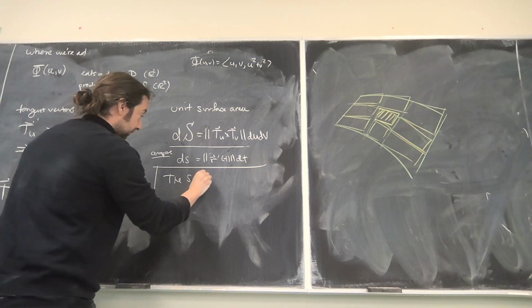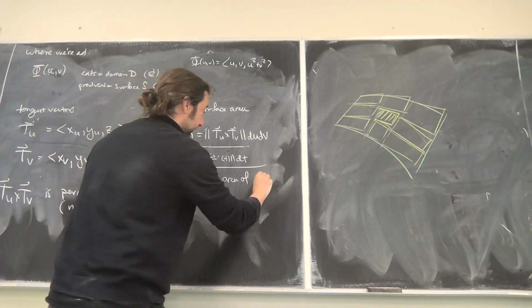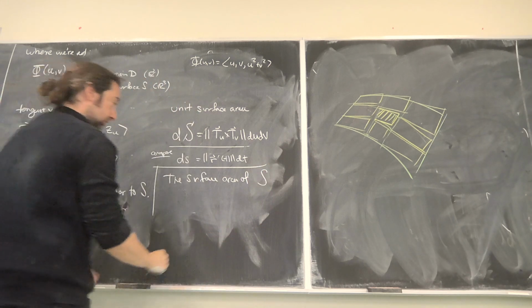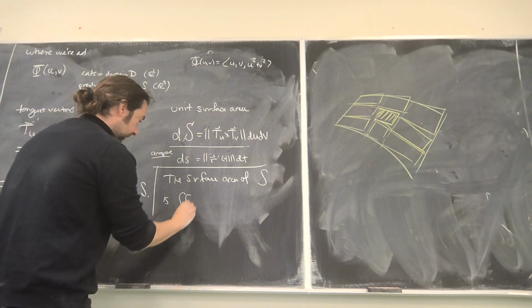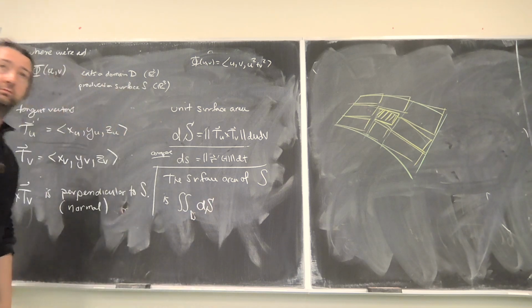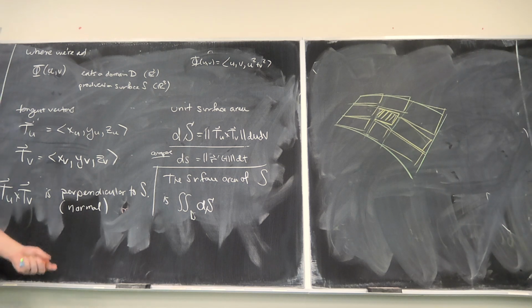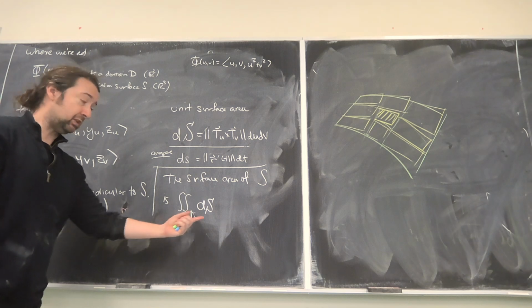So the surface area of S is the double integral over D of dS. And that should remind you of our formula for length, which was the single integral over d little s. The length of a curve was the integral of ds, where s was the little s. The surface area of a surface is the double integral of d capital S.